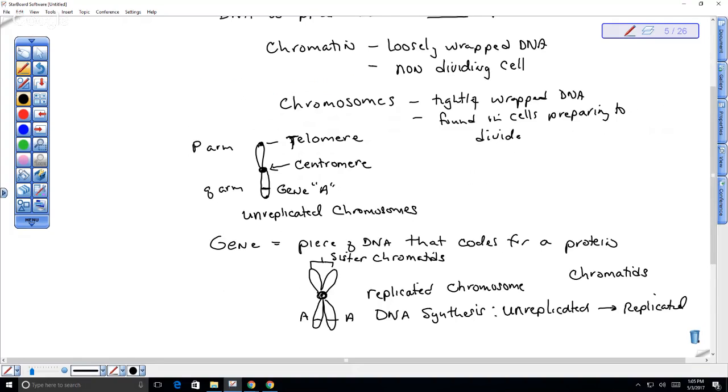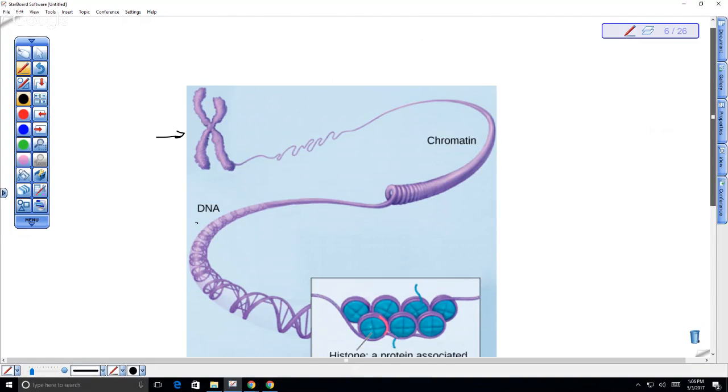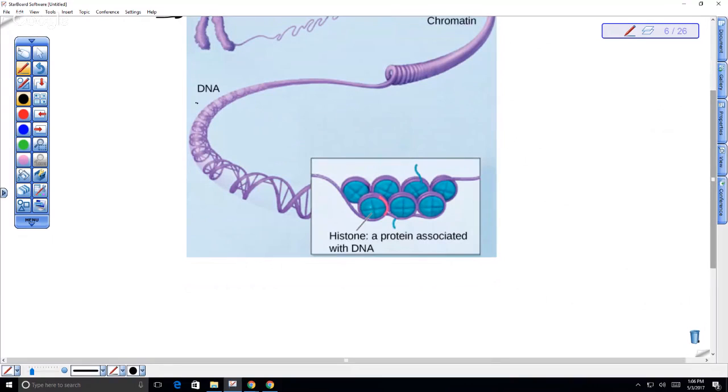So in your book, they have pictures of the DNA molecule as it is wrapped around the histone proteins. And so this is a diagram. Would this be replicated or unreplicated? That one right there. Replicated, okay? So if I unwind it, it becomes chromatin. And if I look at what the chromatin is, chromatin consists of DNA wrapped around histone protein. So the blue part is the histone protein. The purple would be the DNA that is wrapped around it.